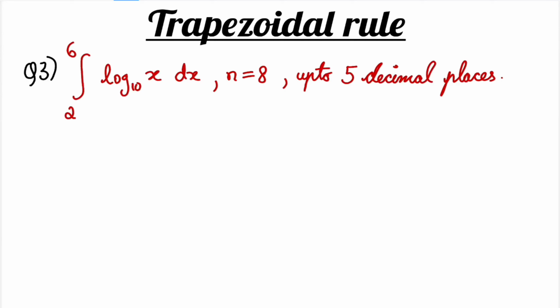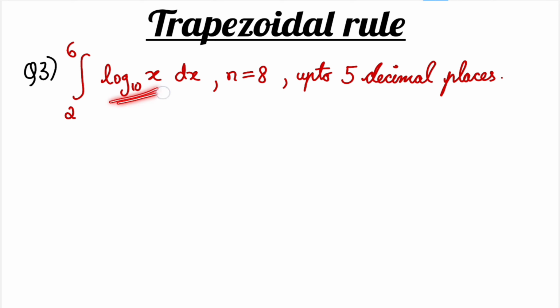Trapezoidal method, third problem. Here we have the interval 0 to 6, log base 10. This is very important, base 10. So if they give natural log, what will the base be? In the calculator you might have seen the ln function, right? In that, the base will automatically be base e. So there is a difference between these two.